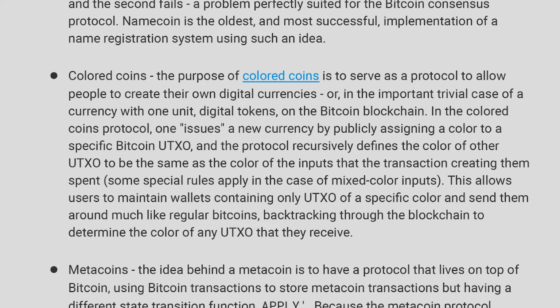Colored coins. The purpose of colored coins is to serve as a protocol to allow people to create their own digital currencies, or, in the important trivial case of a currency with one unit, digital tokens, on the Bitcoin blockchain. In the Colored Coins protocol, one issues a new currency by publicly assigning a color to a specific Bitcoin UTXO, and the protocol recursively defines the color of the other UTXO to be the same as the color of the inputs that the transaction creating them spent. Some special rules apply in the case of mixed colored inputs. This allows users to maintain wallets containing only UTXO of a specific color and send them around much like a regular Bitcoin, backtracking through the blockchain to determine the color of any UTXO that they receive.